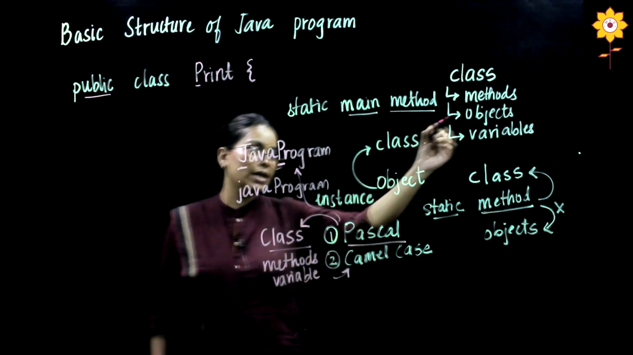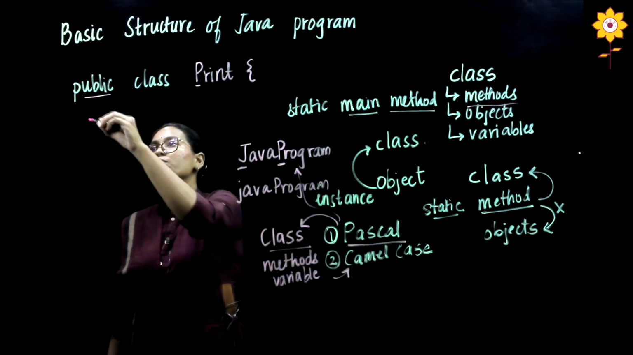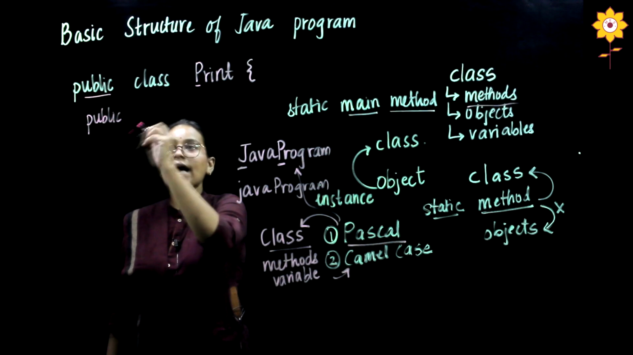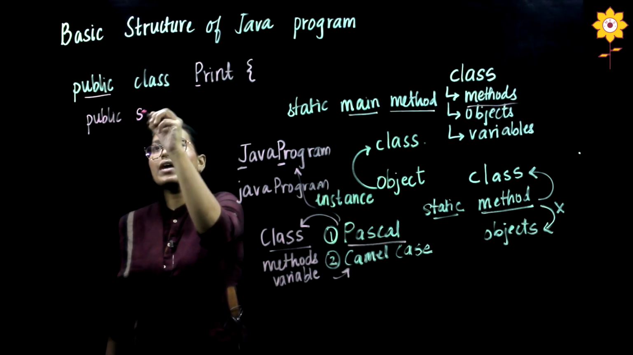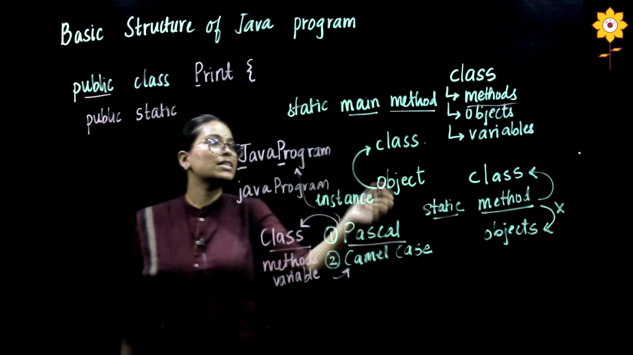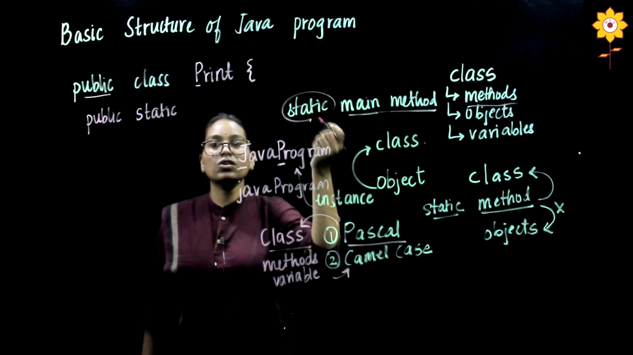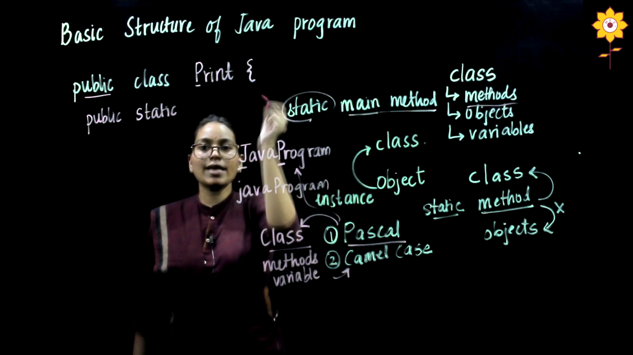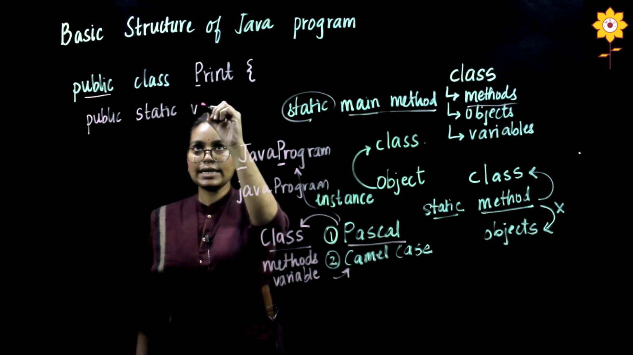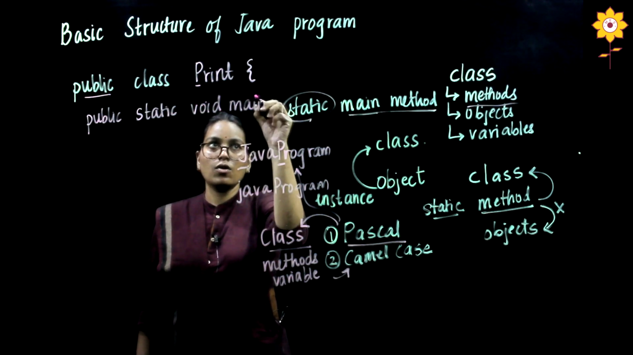Inside the class, we will have the method. So, again what we will write? We will write public, again public is the access specifier, then we will write public static, because the main method that we are creating is a static method belonging to the class and not the instance of the class, that is the object. Public static void main.